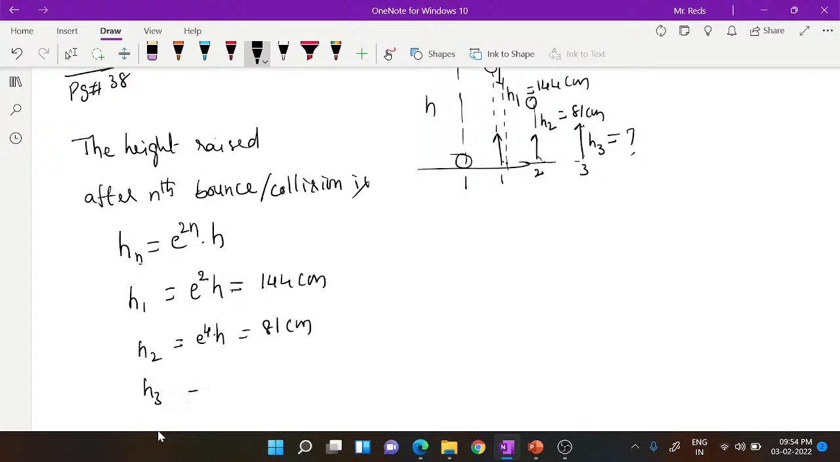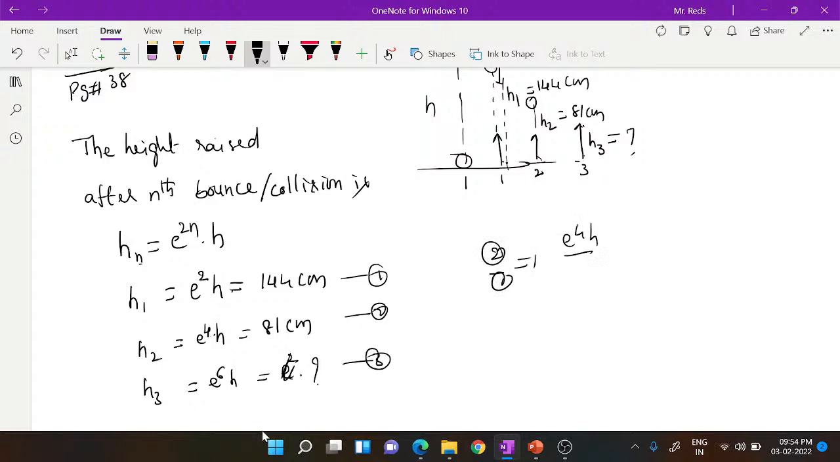Now h3 is equal to e power 2 into 3, that is e power 6 into h. What is this value, is the question. This you can write as e square into e power 4 h. E power 4 h is 81. From these two equations we can find the e value and then substitute. Take the ratio of this: we say this is 1, this is 2, this is 3. What are you actually asked to find? e power 6 h is equal to what? So let us say 2 by 1.